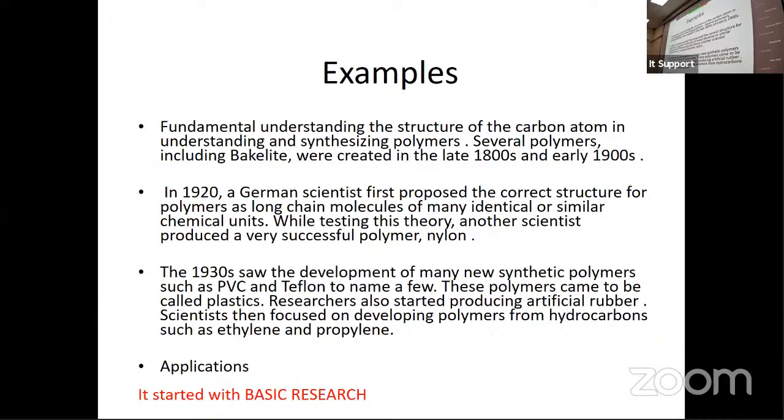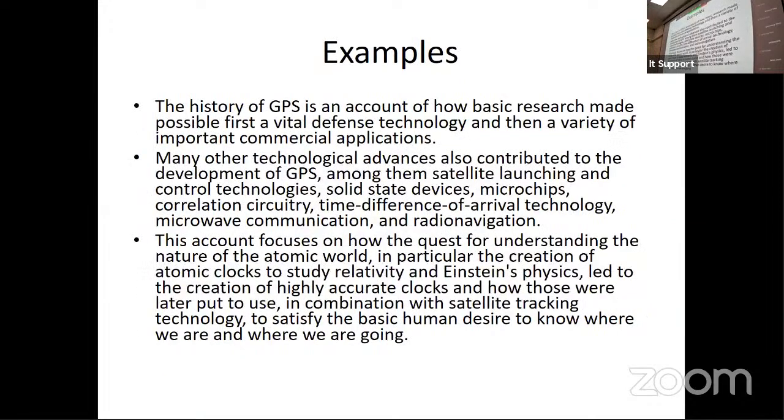In 1920, a German scientist first proposed the correct structure for polymer as a long-chain molecule. And then another scientist, while doing this, actually testing the theory, produced what is called nylon. Again, history of polymer. The 1930s, of course, saw tremendous development of new synthetic polymers, PVC, Teflon, to name a few. And there are lots of applications, but all started with basic research. That is something that I want to tell. And this is one example. Of course, there are several examples.